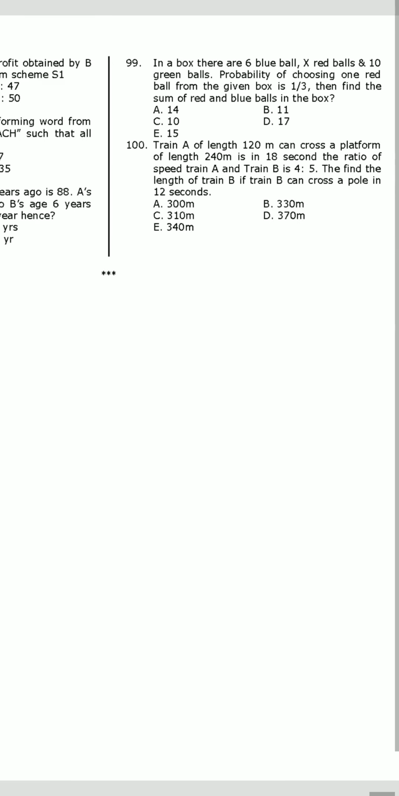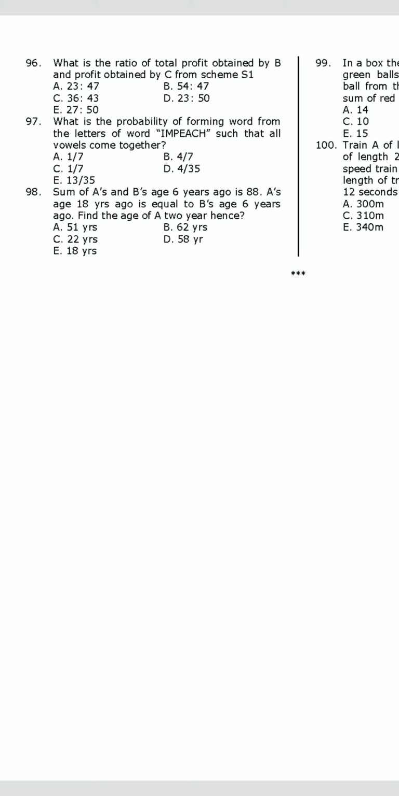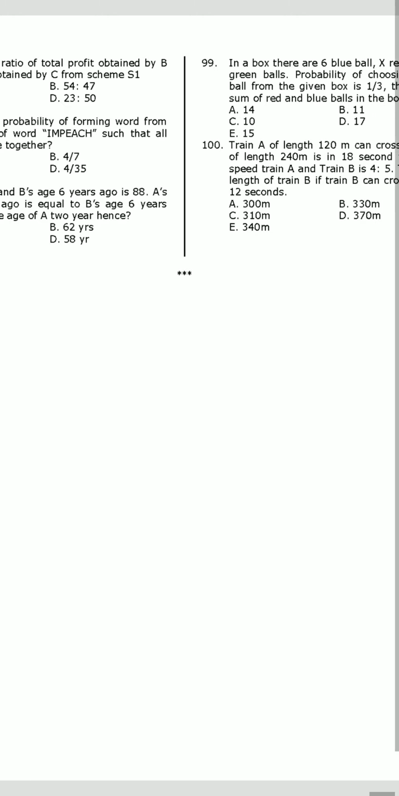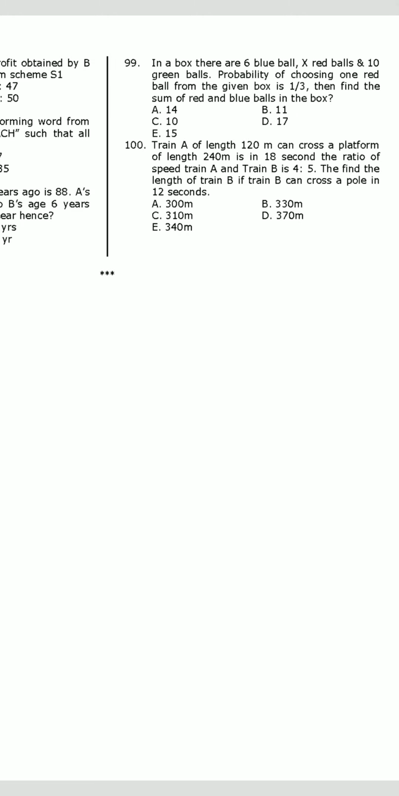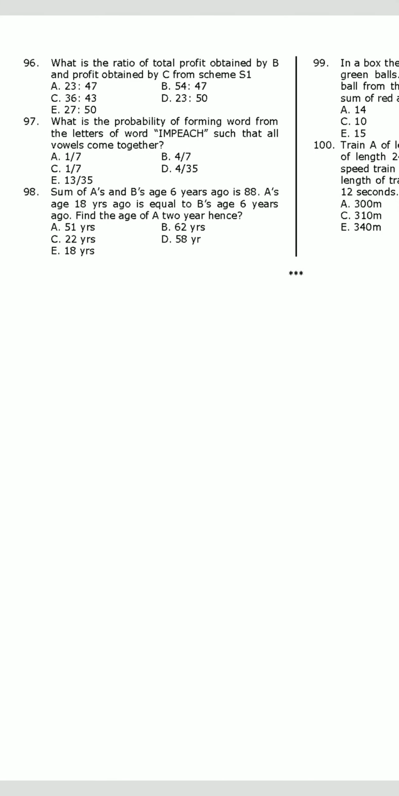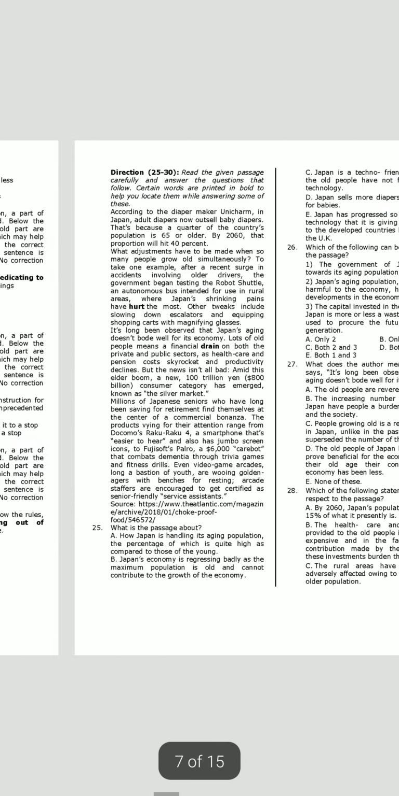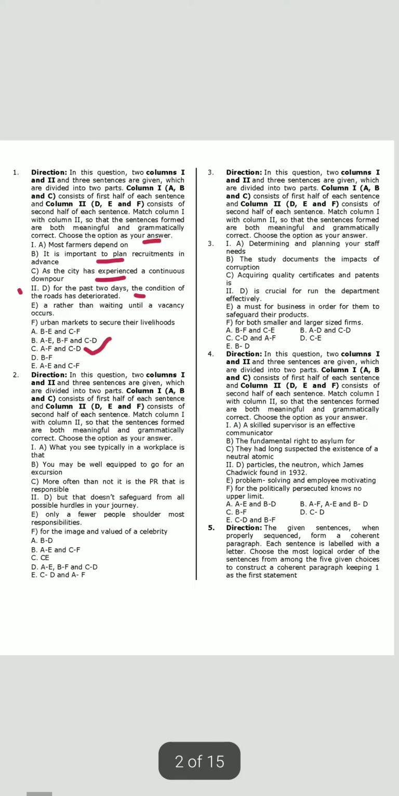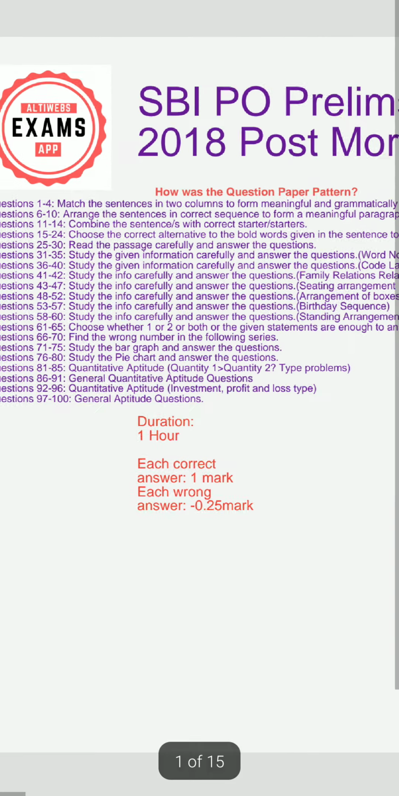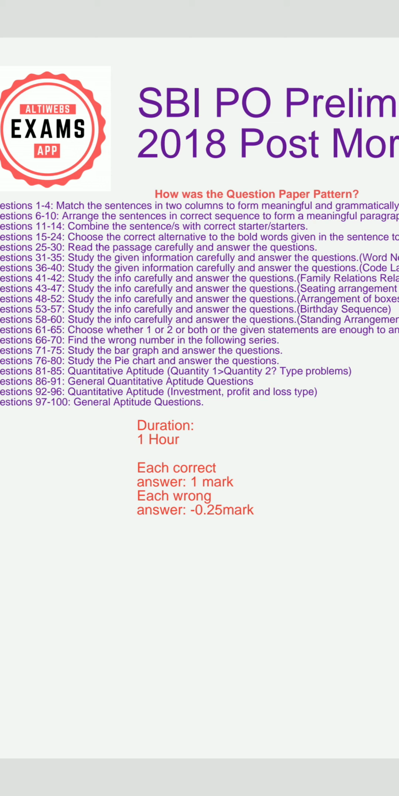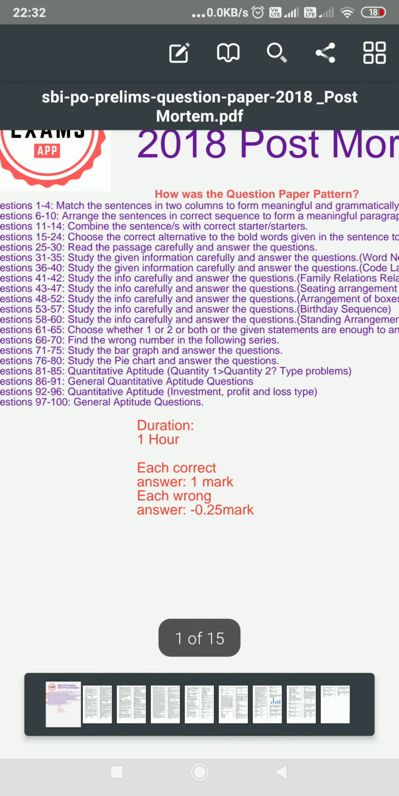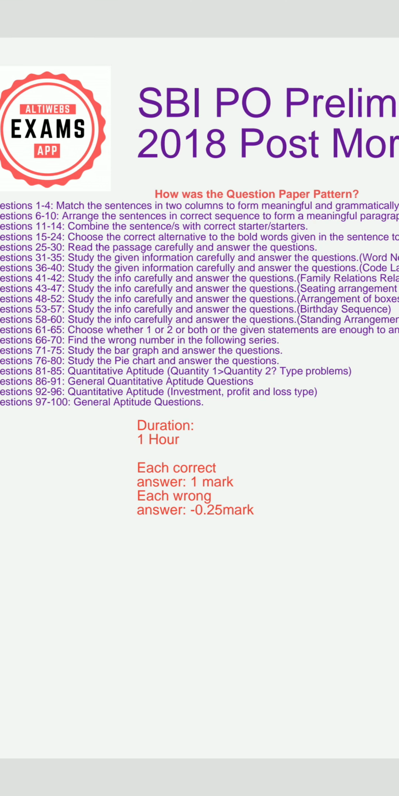And let's go to the last questions. These are basically age related questions, train length questions, and ball related questions. These are the types of questions which generally come in SBI POs or bank examinations. What really matters is your speed, because we only have 1 hour and we cannot attempt wrong answers, because if we attempt wrong answers we lose 0.25 marks.